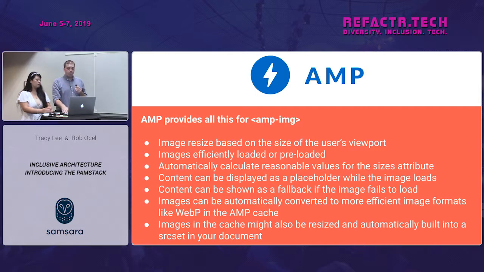You can also, if your AMP page is in the AMP cache, have those images automatically converted to more efficient formats like WebP, even if you didn't know that format existed. And images in the cache could be automatically resized and then added into a source set in your document, so you're doing the most performant thing possible with images without even knowing necessarily that those technologies exist. In the meantime, when you're ready, you can learn how those technologies work and over time replace that with your own knowledge and maybe not have to rely on the framework quite as much.